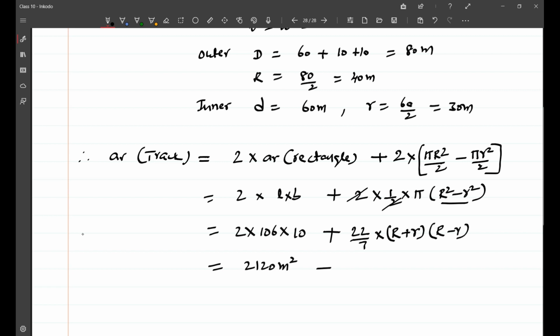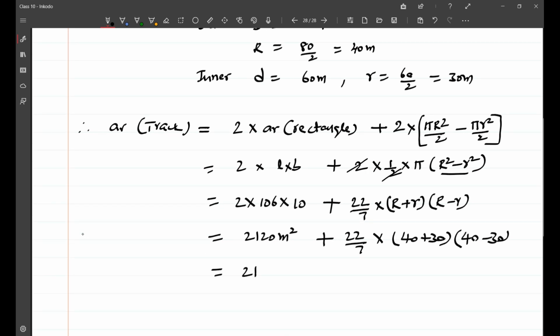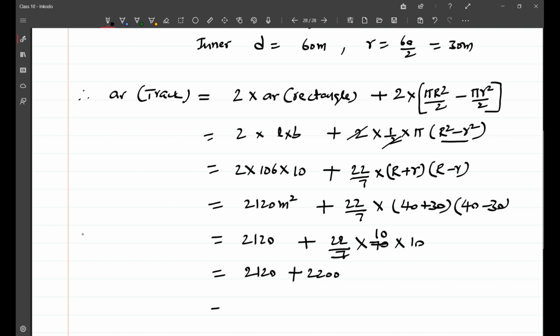And here we will get, after multiplying, 2120 meter square plus 22 by 7 multiply outer radius is 40 and inner radius is 30. So 40 plus 30 multiply 40 minus 30. 2120 plus 22 by 7 into 70 into 10. 7 ones are 7, 7 tens are 70. Now we will get 2120 plus 2200, that is equal to 4320 meter square. This is the required area of the track.